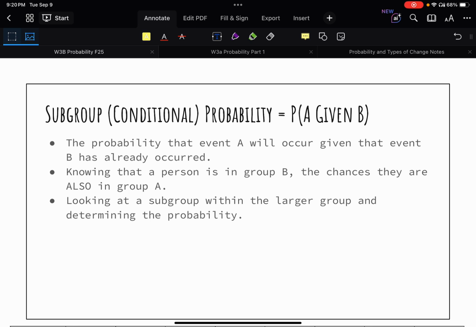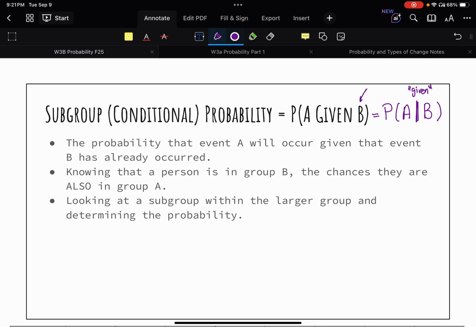All right, so subgroup probability: the probability that A occurs given that B already happened. That's the rule. And notation-wise, you'll sometimes see it as probability of A given B. We'll also use the notation of A, then a line, and then B. You can think of that line as representing "given B." So the point is it's the probability that A will occur given that B already has occurred.